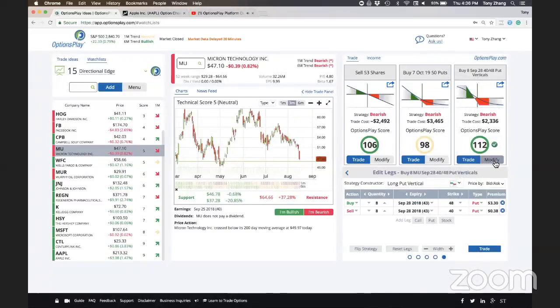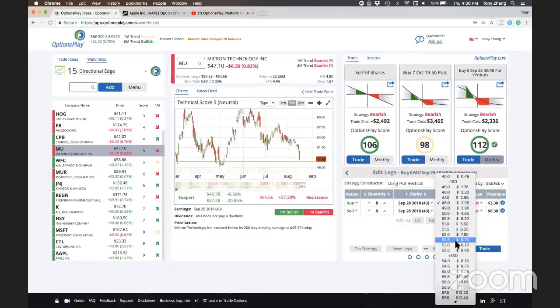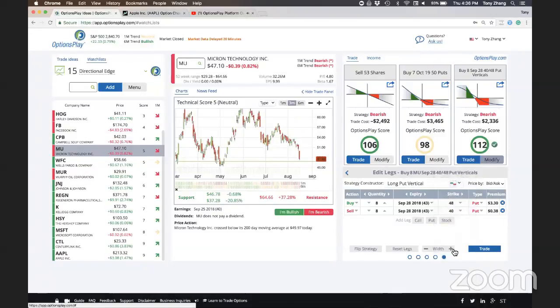A lot of places don't give you that, so it makes it really difficult to play around with the different strike prices. And we allow you to make the spreads narrower or wider just by the click of a mouse. You can move the strikes up one or down one just by the click of a mouse. This is all designed to make the navigation of playing around with different strikes and expirations as easy as possible.